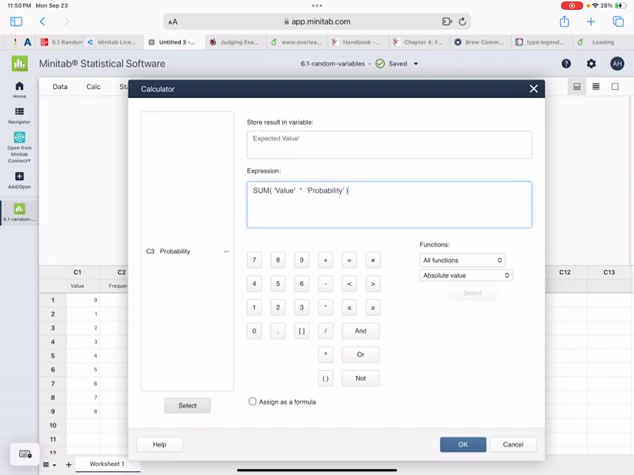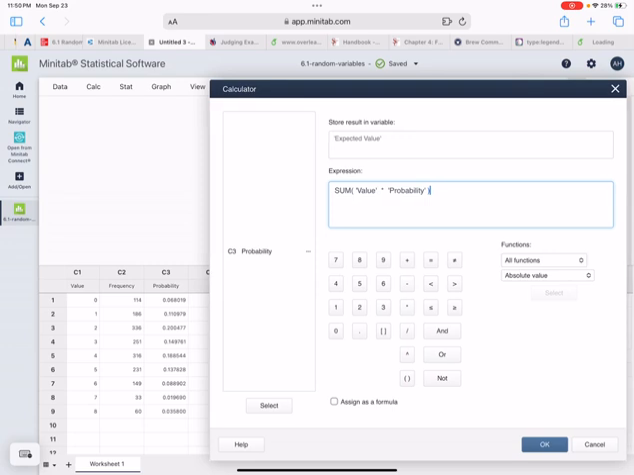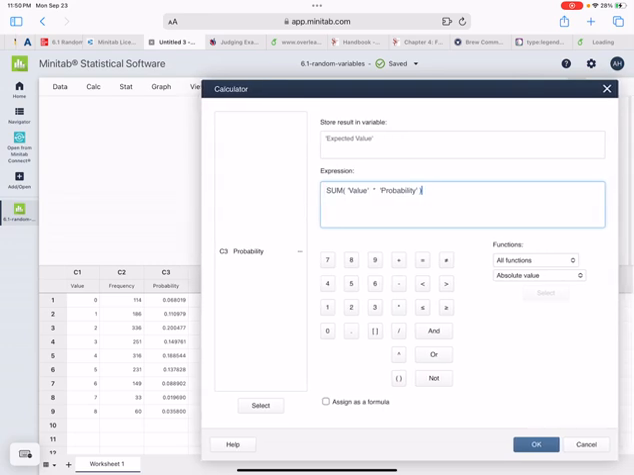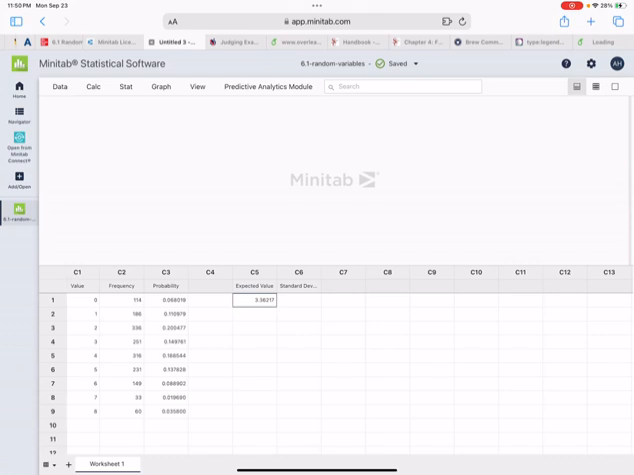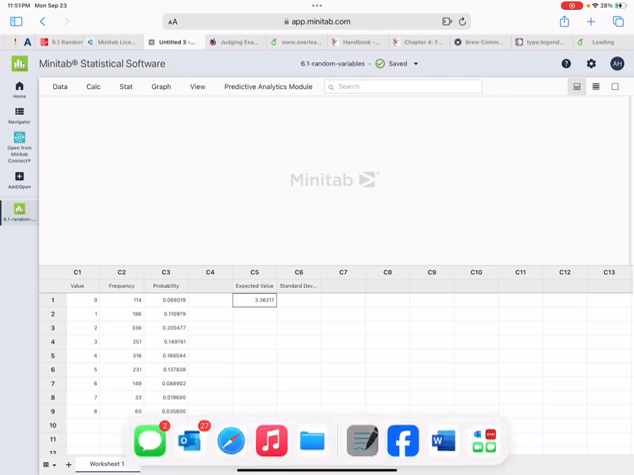What that's going to do is 0 times the probability of 0, plus 1 times the probability of 1, plus 2 times the probability of 2, etc. And it should enter it all in. Look at that right there. 3.36217. So what that says is that we would expect, well, let's see what that means there. 3.36.